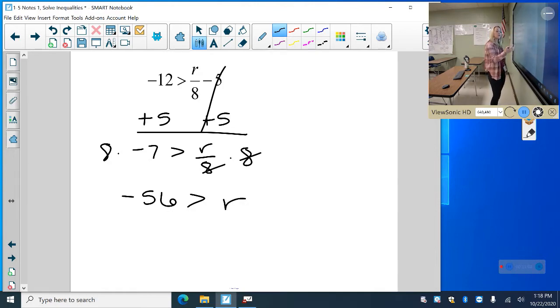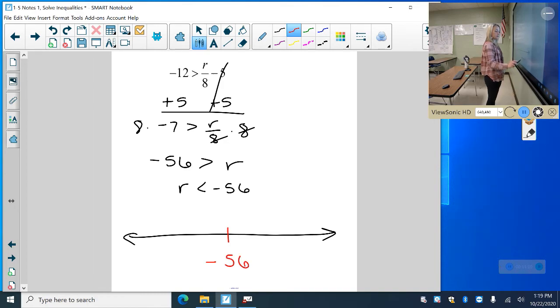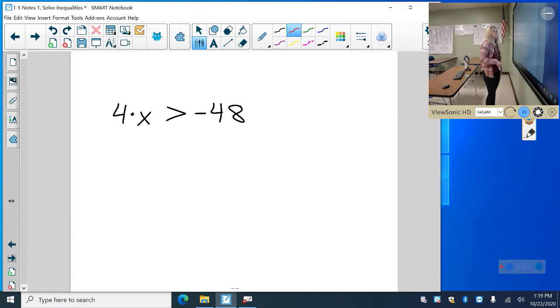Change the order so that your variable is on the left-hand side. So r is less than negative 56. And then graph. Find your number, negative 56. I have an open dot, since it's less than, there's no equal to symbol there. So open dot, arrow going to the left. And there it is. All right, let's try this one.